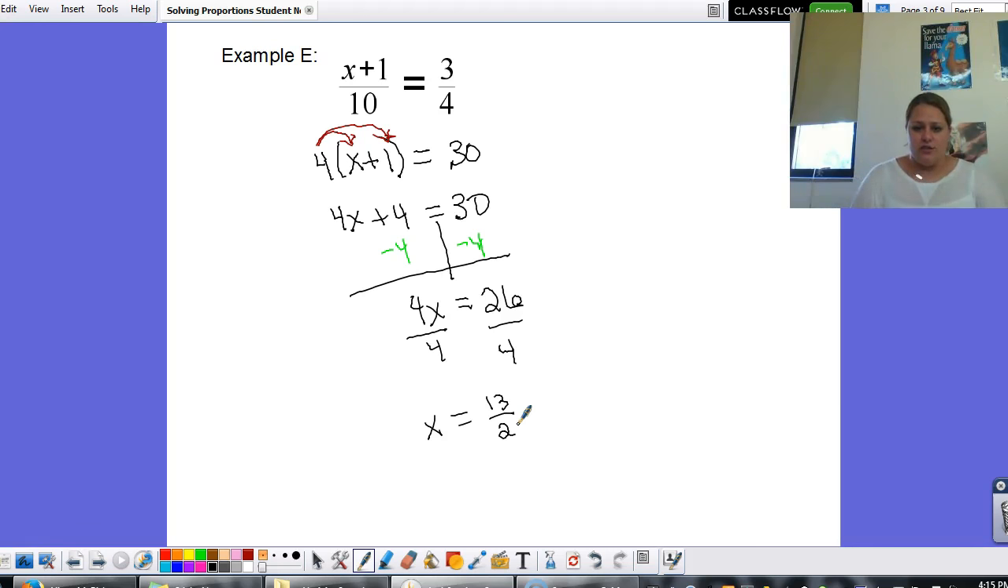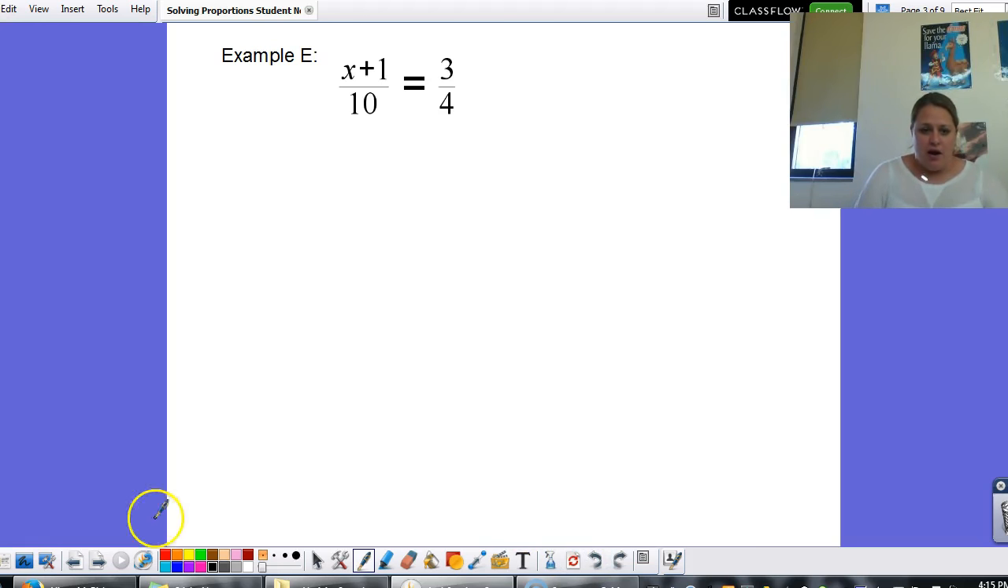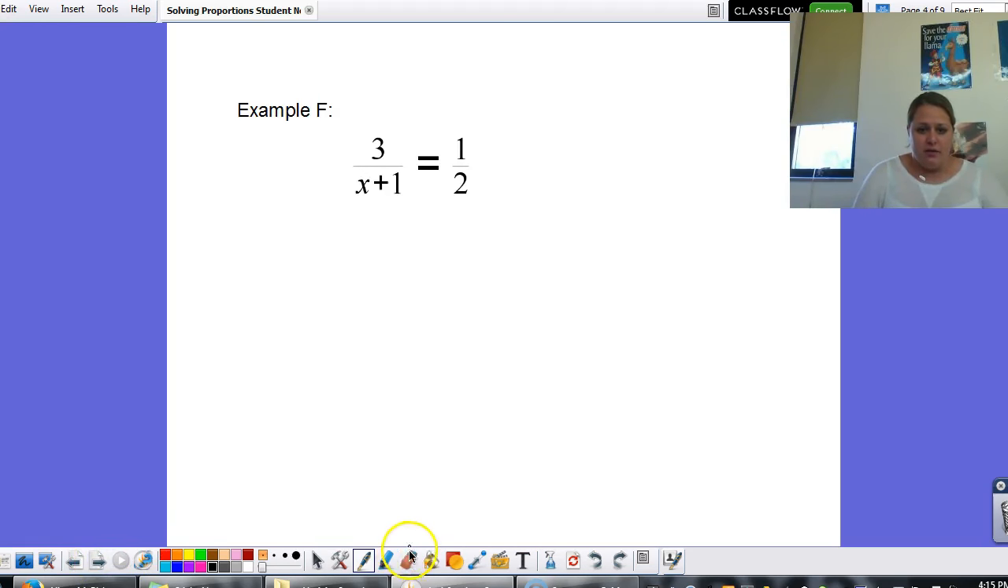Okay, so what did we just do? We had to keep the x and 1 together with a set of parentheses so that when it was multiplied with the 4, the 4 got distributed to the x and the 1. Are we okay? Let me know if you're not. All right, now what I would like you to do, oh, we have one more example, sorry.